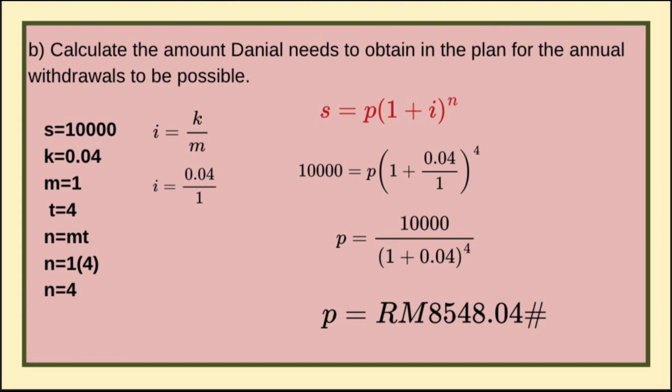So for this question, we need to use the equation S equals to P(1 plus I)^N. We just put the information that we have into this equation. So 10,000 equals to P(1 plus 0.04 over 1)^4. P equals to 10,000 over (1 plus 0.04)^4. So we got P equals 8,548 ringgit 4 cents Malaysia.